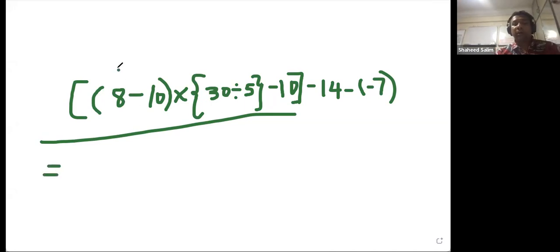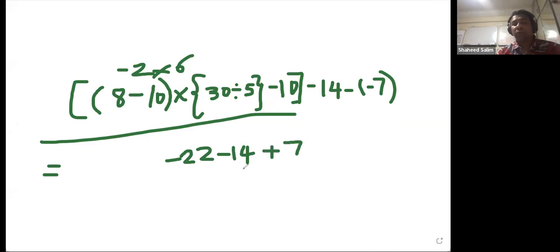Okay, so down here you get negative 2 times 6. So you have to do this one first. You get negative 12. Negative 12 minus 10, so negative 22. Right? We remove the bracket there. Minus 14. Minus becomes plus 7. 22 plus 14, 36. Negative 36 plus 7, you get negative 29. Follow the minus sign.